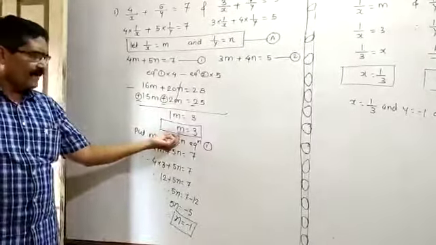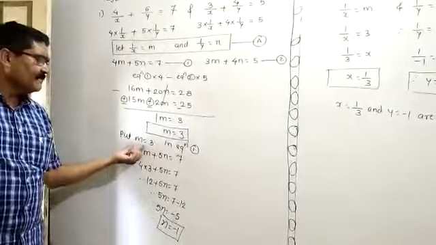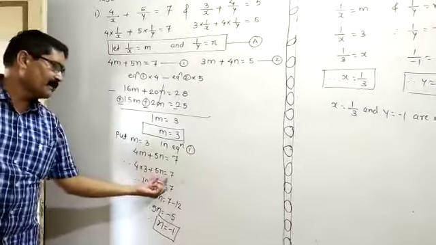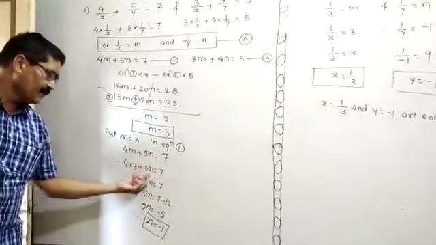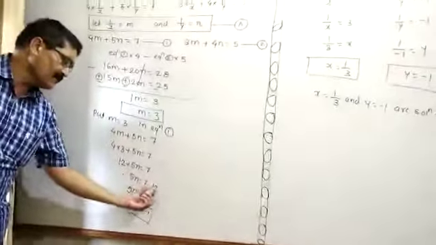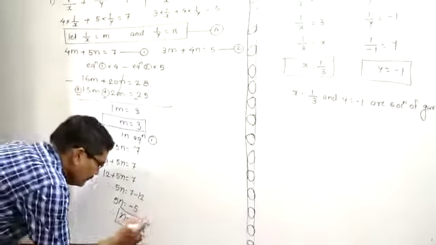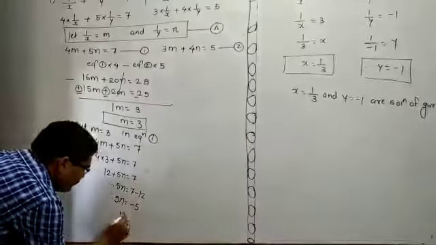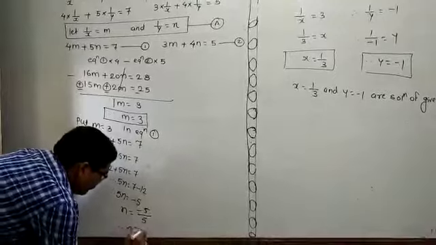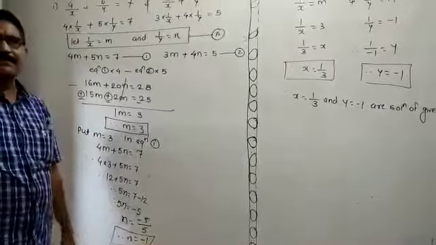You have to put this value in any equation, m is equal to 3 in equation 1 or equation 2. I will put m is equal to 3 in equation 1: 4m plus 5n is equal to 7. 4 multiplied by 3 plus 5n is equal to 7. 4 3s are 12, 5n as it is equal to 7. You have to transpose this 12 to that side. 5n is equal to 7 minus 12. 5n is equal to minus 5. n is equal to minus 5 upon 5. Therefore n is equal to minus 1 will come. This is the value of m is equal to 3 and n is equal to minus 1.